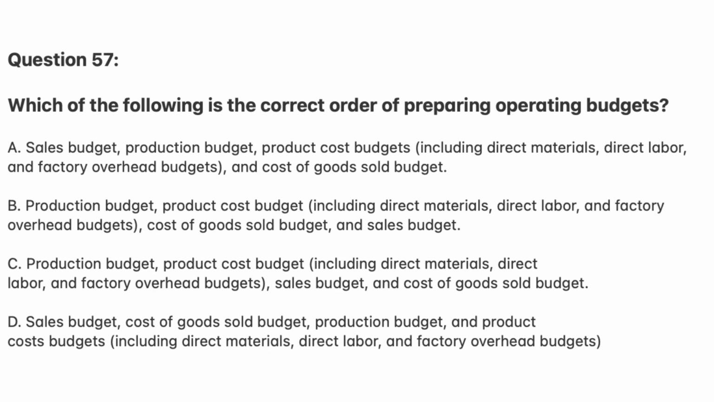A. Sales budget, production budget, product cost budgets, including direct materials, direct labor, and factory overhead budgets, and cost of goods sold budget. B. Production budget, product cost budget, including direct materials, direct labor, and factory overhead budgets, cost of goods sold budget, and sales budget. C. Production budget, product cost budget, including direct materials, direct labor, and factory overhead budgets, sales budget, and cost of goods sold budget. D. Sales budget, cost of goods sold budget, production budget, and product costs budgets, including direct materials, direct labor, and factory overhead budgets.